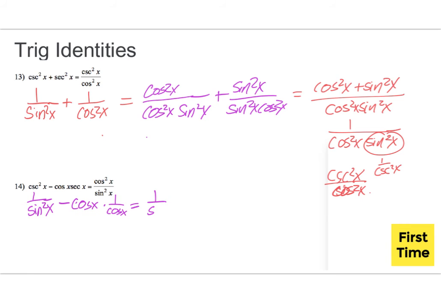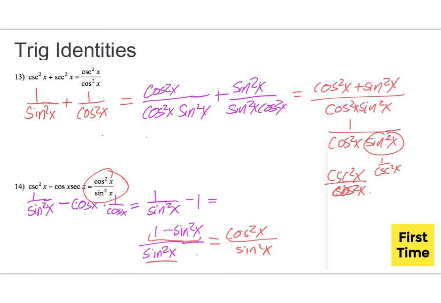So we've got 1 over sine squared x minus 1 is equal to something. I could do some common denominator work here again, and that's going to give me sine squared x on the bottom. And then we're going to have 1 being sine squared over sine squared, so it's 1 minus sine squared x over sine squared x on the top. Cool. That's the same thing as cosine squared of x over sine squared of x. That's what we were trying to do at the beginning. And that's it.